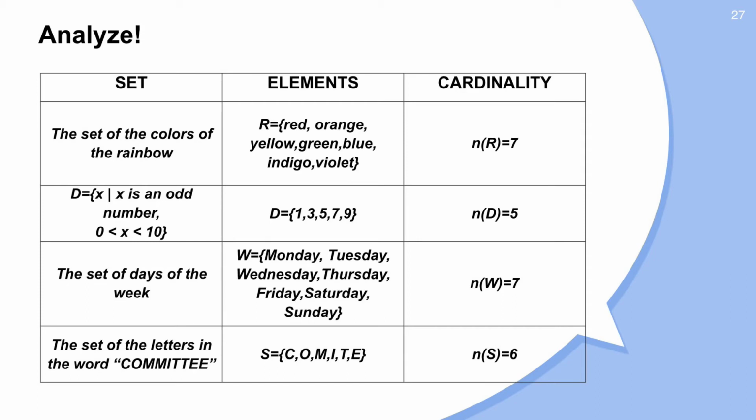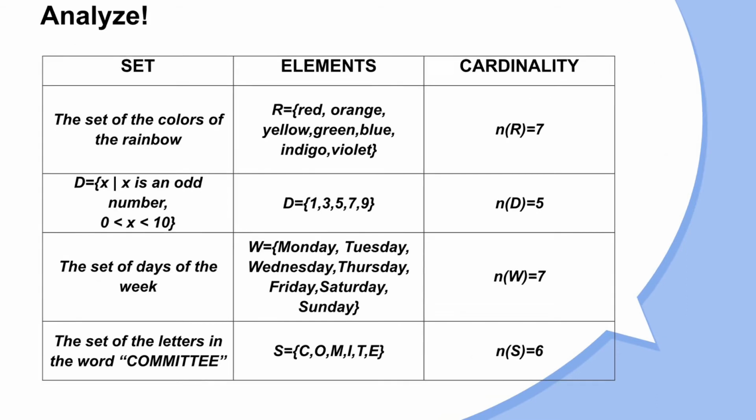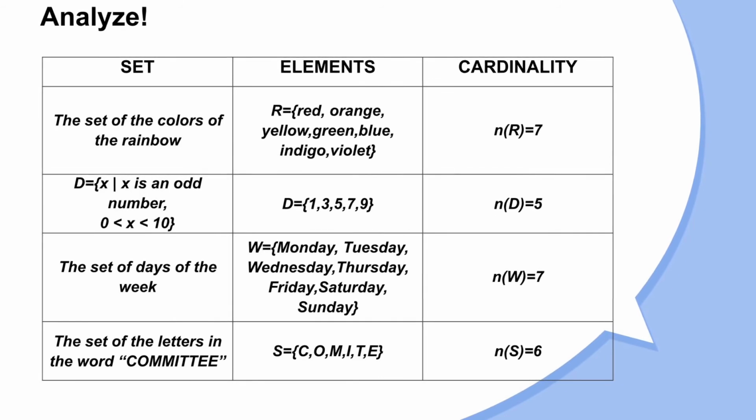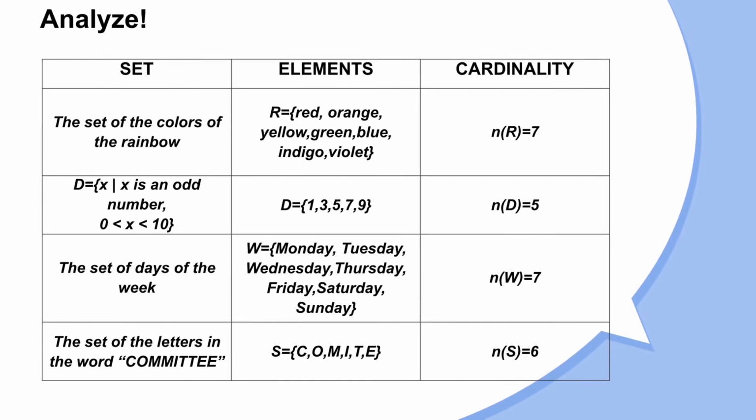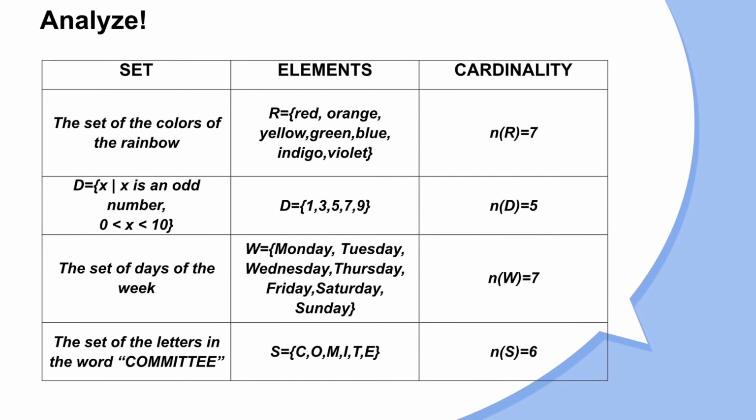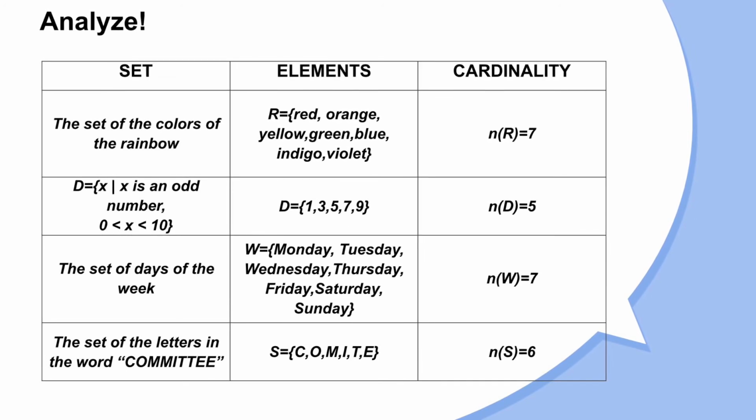So on the column under elements, we have set S is equal to the set of C, O, M, I, T, E. As you can see, the letters of the word committee are written in the second column. So we have C, O, M, I, T, E, and the letters are written once only. So we have here how many letters? We have 6. So n(S) is equal to 6.